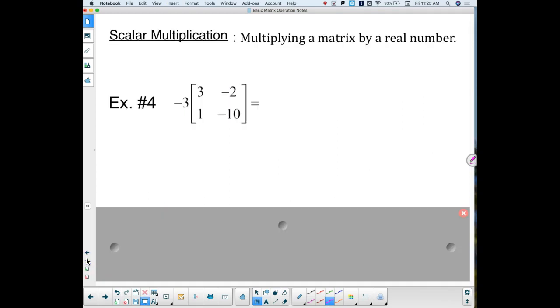Scalar multiplication is the third of the basic operations. Scalar multiplication is multiplying a matrix by a real number. Okay. Think of the distributive property here.